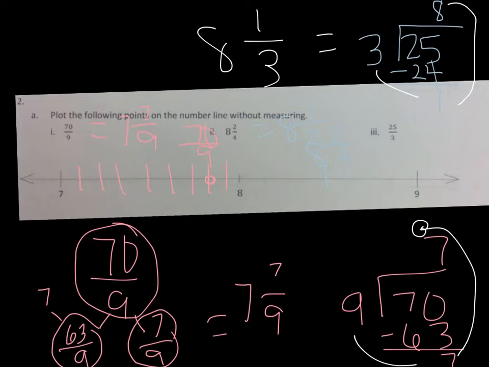So I will now plot that on my number line. I go between 8 and 9, and I need to divide my number line into thirds. I go to the first line, and that is where I will plot 25 thirds. Now, we know it's going to come before 8 1/2 because we know 1/3 is less than 1/2.